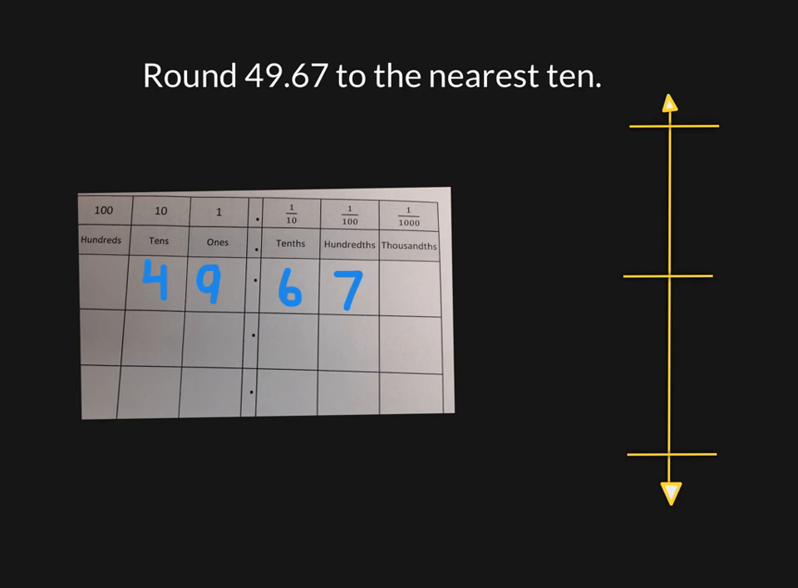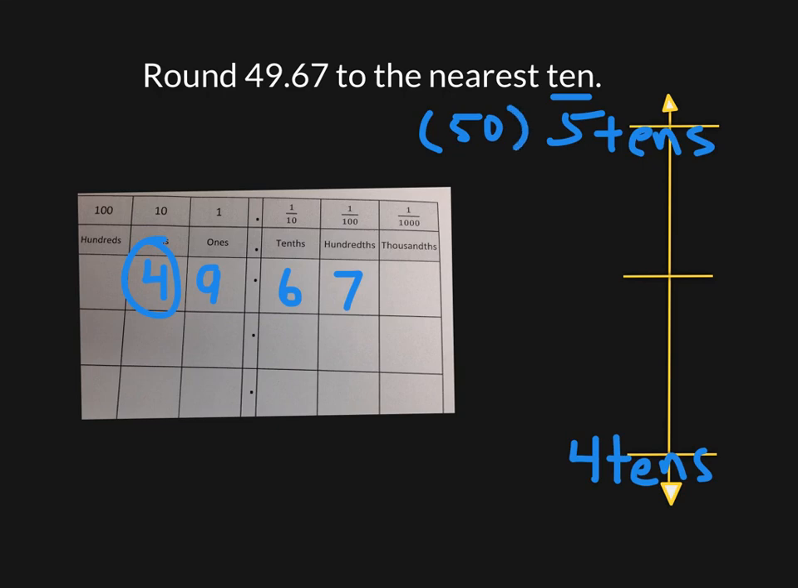Okay, the second tool I'm going to need is my vertical number line, and I'm rounding to the nearest 10, so I'm going to be looking at that number in the tens place, and it is 4. I'm going to use that as my minimum because I know this number is between 4 and 5. And I'm going to label my units 4 tens and 5 tens. Okay, and standard form for 5 tens would be 50, and standard form for 4 tens would be 40.